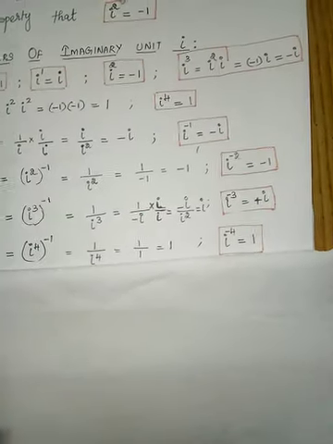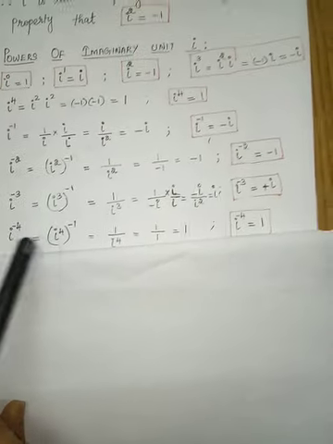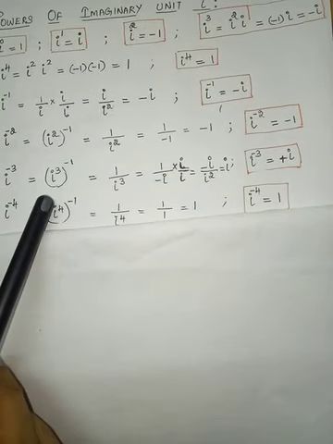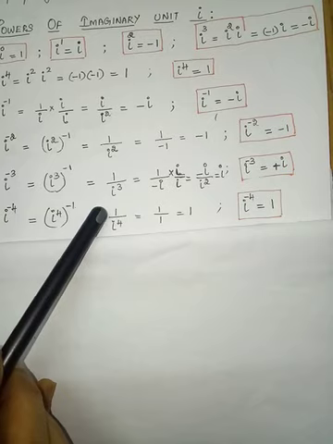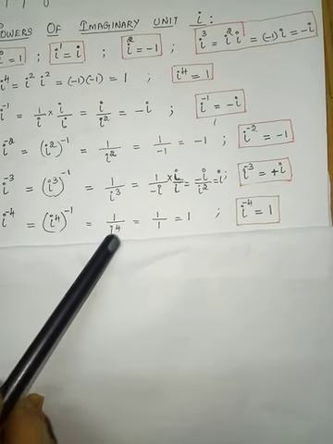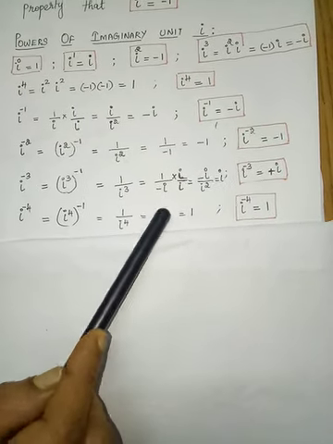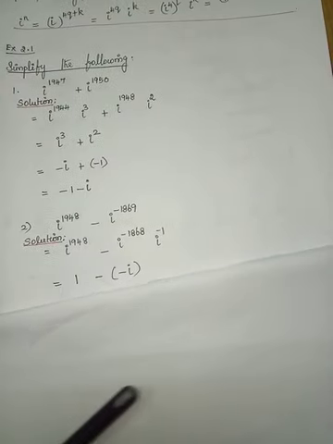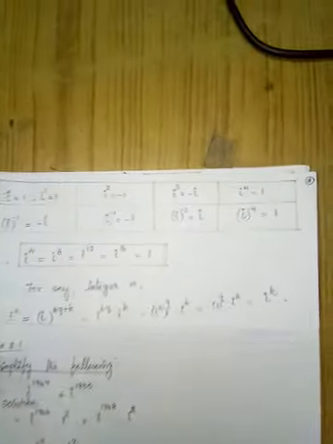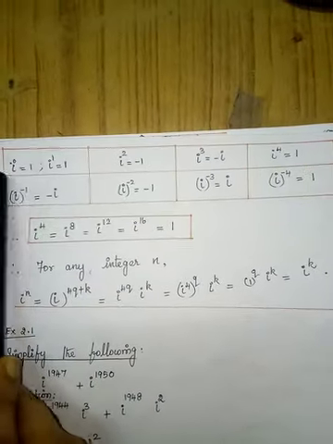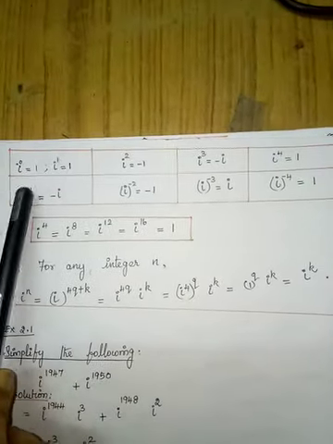You see that, next one, i power minus 4. i power minus 4 can be written as i power 4 the whole power minus 1. In the same way, 1 by i power 4. i power 4 is 1. So your answer is equal to 1. You see that I have tabulated the powers of the imaginary unit i. It says the same thing, I have just written the results. This result is important.